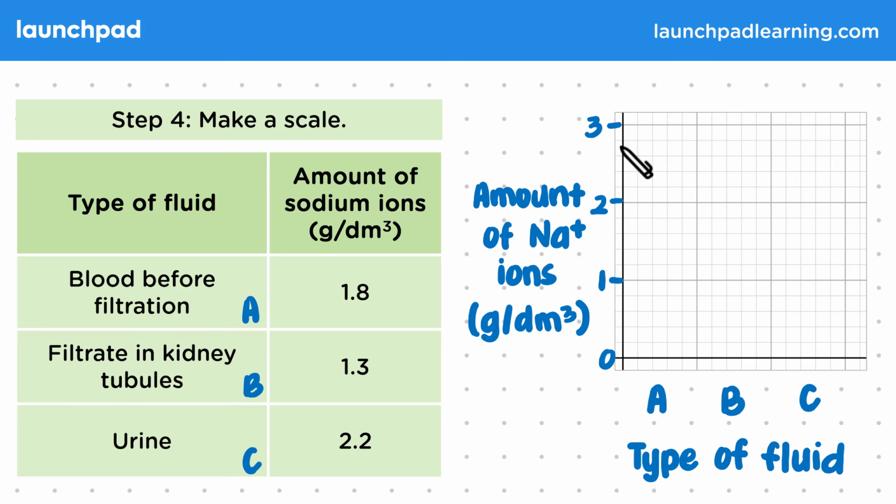Make sure that you also write these tiny marker lines next to the number so there's no doubt which place on the graph the number refers to. This frequently leads to lost marks in the exam. Now let's move on to step 5.